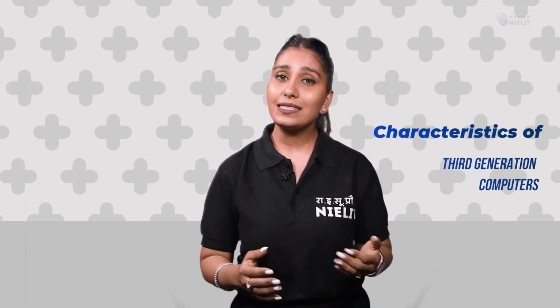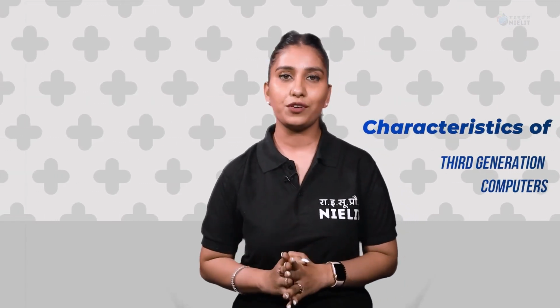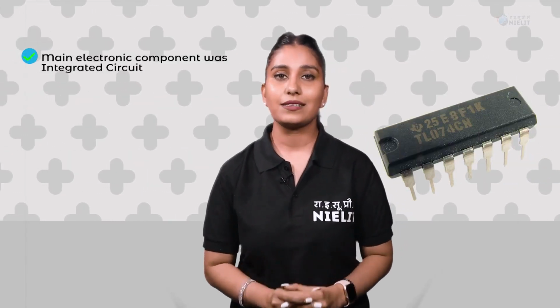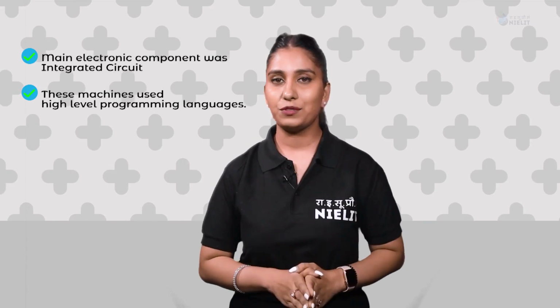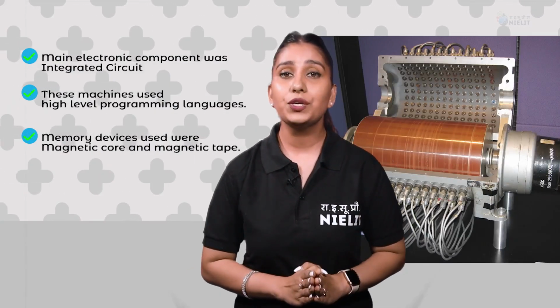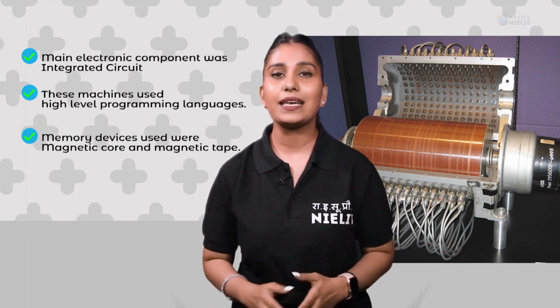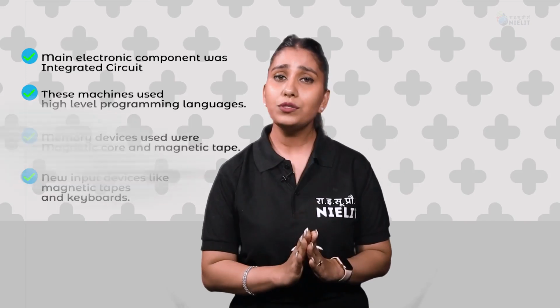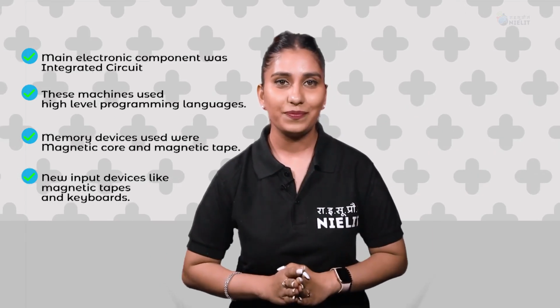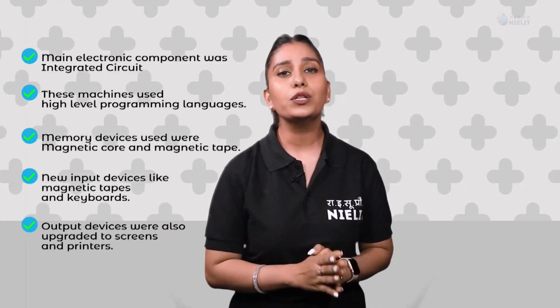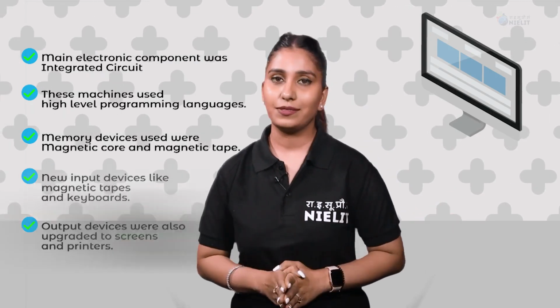Also, mini computers found their shape during this era. Now let's discuss the main characteristics of the third generation of computers. Their main electronic component was integrated circuit, which is ICs. These machines used high-level programming languages. The memory devices used were large magnetic core, magnetic tape or disk. We also saw new input devices in the form of magnetic tapes and keyboards. The output devices were also upgraded to screens and printers.